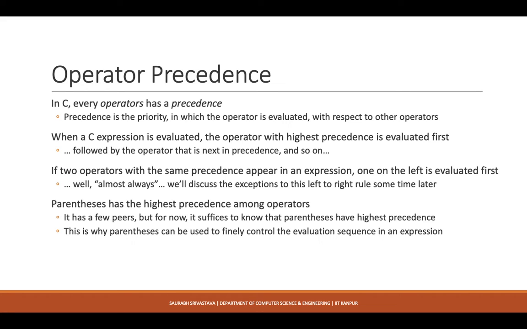Parenthesis is an operator. Parentheses are also an operator in C, and they have the highest precedence, and because of that I can use parenthesis to group up computation. If I want a certain computation to be done first, I simply put it inside parenthesis. So parenthesis can override the normal precedence in which the expression would have been evaluated. This is why parentheses are used when I want a very finely controlled evaluation of an expression.